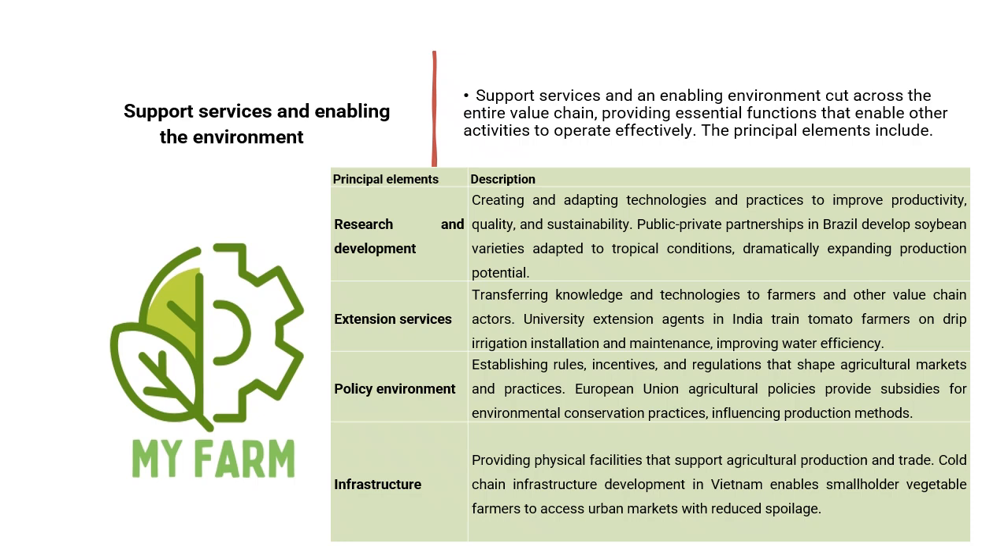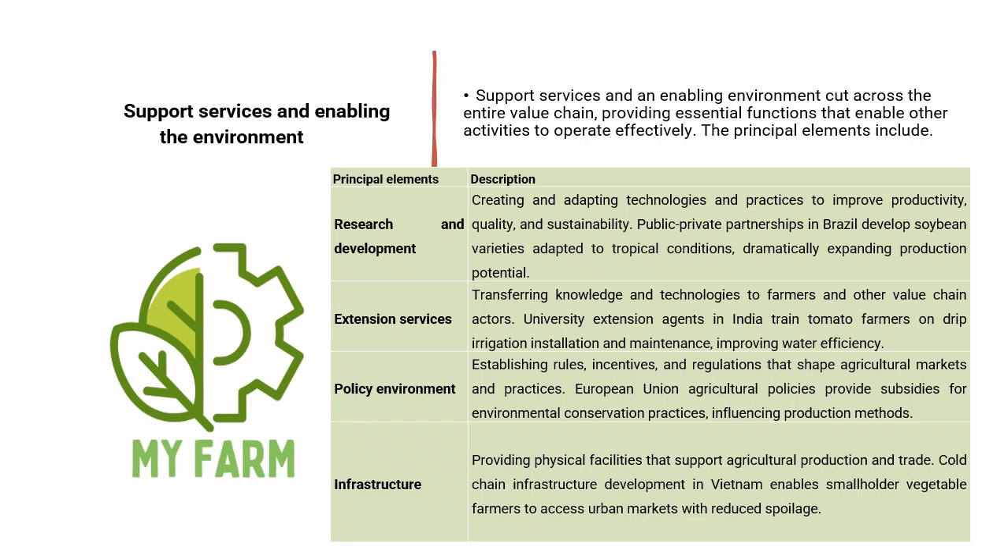Support services and an enabling environment cut across the entire value chain, providing essential functions that enable other activities to operate effectively. These cross-cutting elements are often overlooked but are absolutely critical to value chain success. Research and development creates and adapts technologies and practices to improve productivity, quality, and sustainability. Public-private partnerships in Brazil have developed soybean varieties adapted to tropical conditions, dramatically expanding production potential in regions previously unsuitable for this crop.